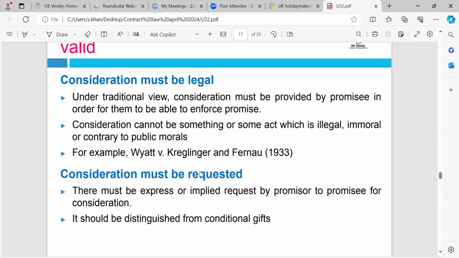And the case example was the case of Wyatt against Craglanger and Furno, 1933. In this case, Mr. Wyatt was a manager employed by Craglanger and Furno, KF. On his retirement, they wrote to him granting him a pension of £200 per annum, providing that he did not enter the wool trade or act in any way to his employer's detriment.